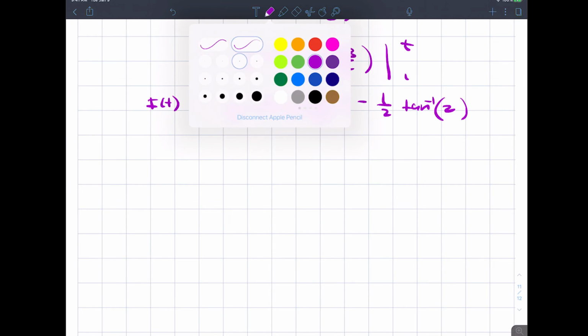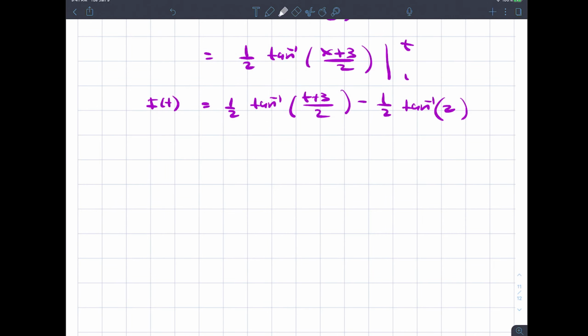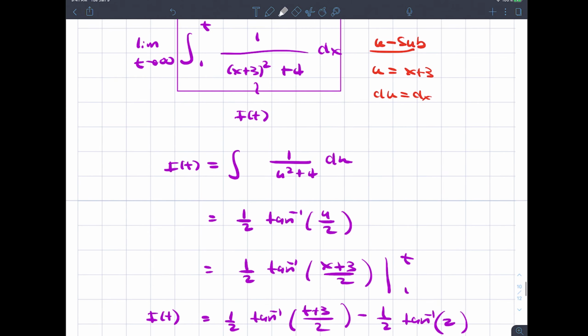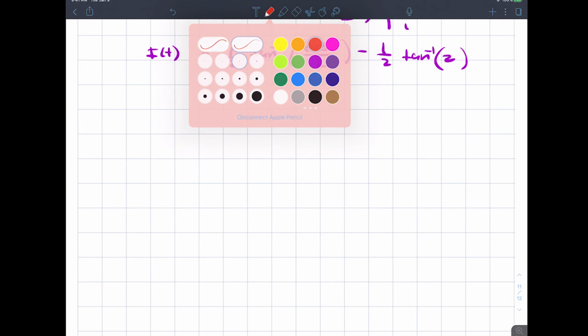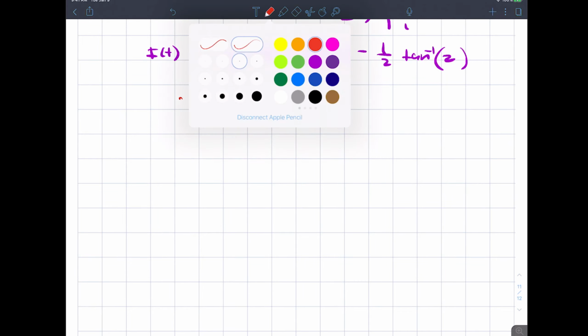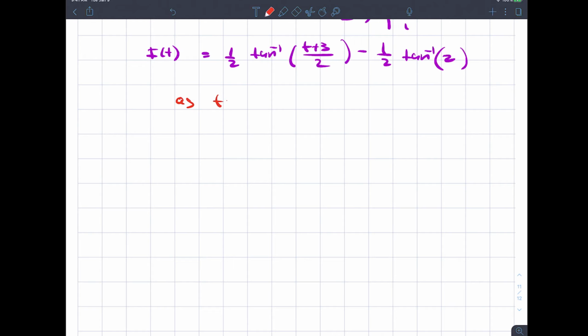Okay, now we have to take the limit. Remember, this is an improper integral, so we take the limit here. So now we're going to say, as t gets big, we know t plus 3 over 2 gets big, and then we know that the inverse tangent of t plus 3 over 2 goes to pi over 2.